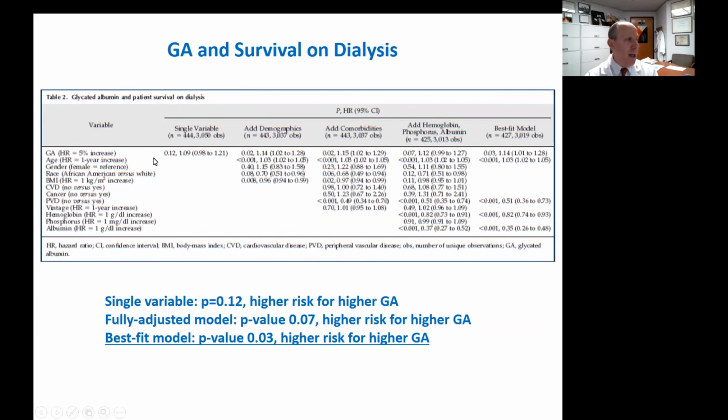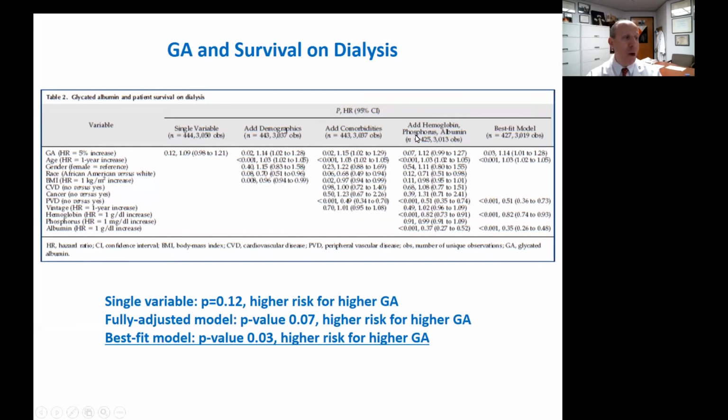And this is the p-value and the hazard ratio for the effect of glycated albumin on survival. And I think if you look at the model where we add demographics in, so we added age, sex, and race, you can see the p-value for glycated albumin predicting survival is 0.02. The hazard ratio is 1.14. We added in comorbidities, such as peripheral vascular disease, cardiovascular disease, things like that.